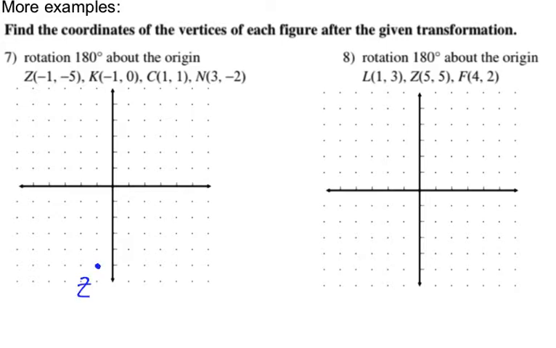That's Z. K is at negative 1, 0. C is at 1, 1. And N is at 3, negative 2. So we get this shape. It's a nice little quadrilateral.